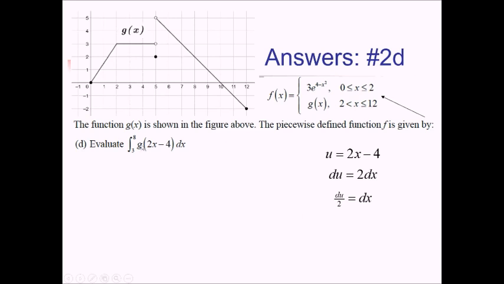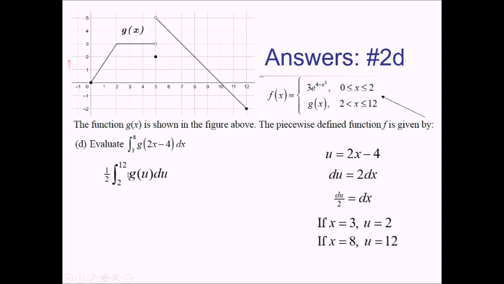Also, I have to swap out these x values that I have for limits of integration for u values. So if x is 3, that means we're going to have 2 times 3 minus 4. U is going to be 2 for that one. And then if x is 8, the upper limit of integration, then u is going to be 2 times 8, 16, minus 4 gives us 12. Swapping all of that out here, I've got the integral from 2 to 12 of g of u. I have a du over 2 here, but I'm going to pull that 2 out as a 1/2. So this is my final integral in terms of u.